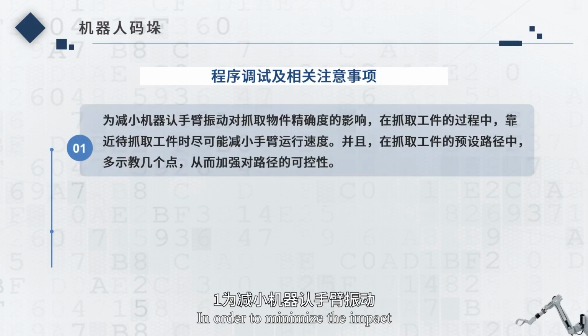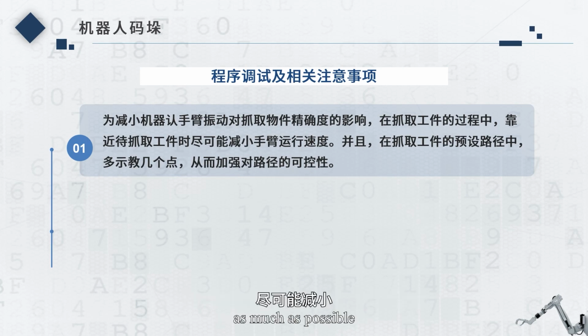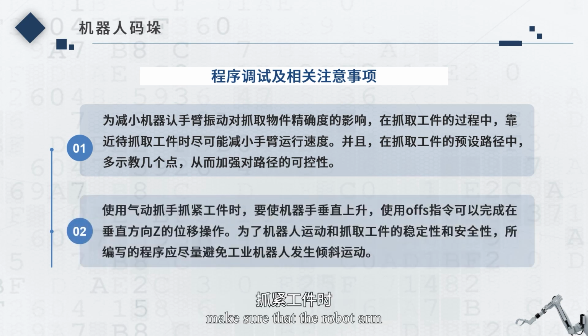In order to minimize the impact, reduce the running speed of the arm as much as possible during the process of gripping the workpiece. And in the preset path, a few more points will enhance the controllability of the path. When using the gripper, make sure that the robot arm rises vertically. The displacement operation in the vertical direction Z can be accomplished by using the OFF instruction. For the stability and safety of the robot, the program should try to avoid tilting movements.